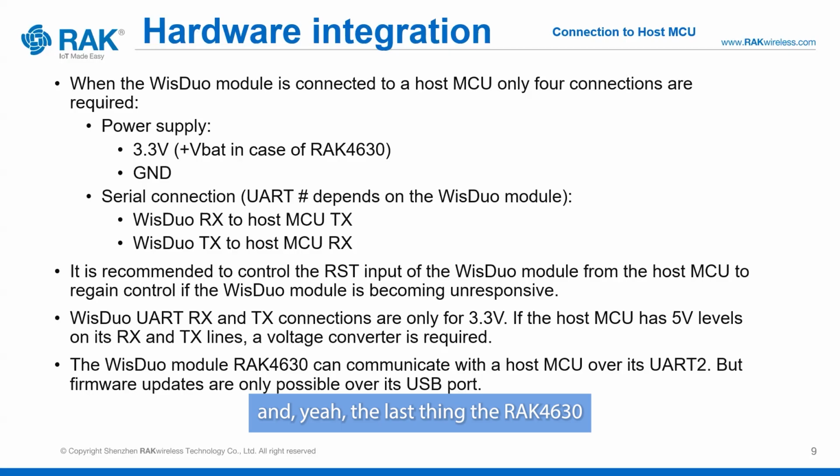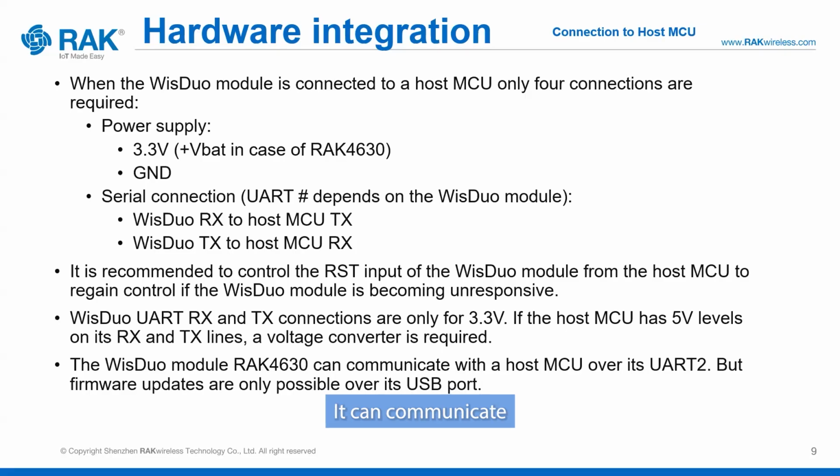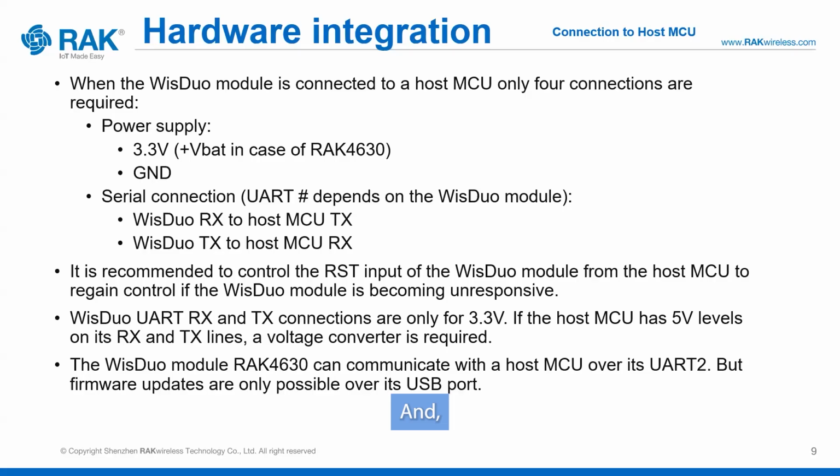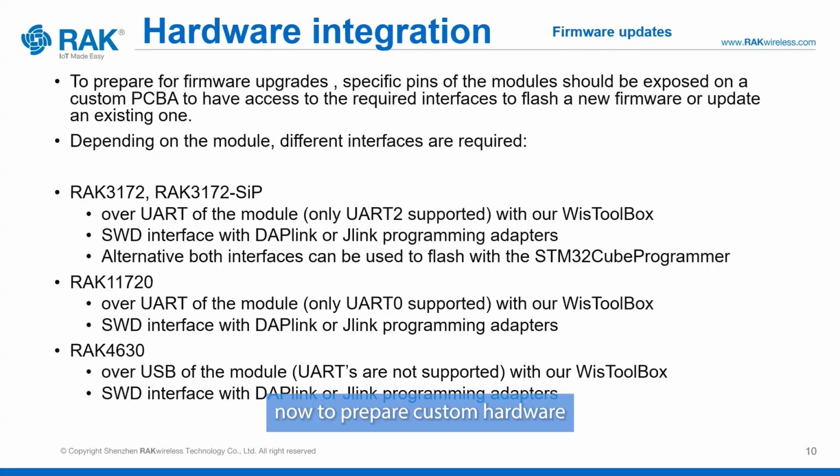And the last thing, the 4630, again, is a little bit different and special. It can communicate with a host microcontroller with AT commands over its UART2. However, firmware updates are only possible over the USB port, and that has to do with the internal structure of the microcontroller and the bootloader that is running on the module, which allows firmware updates only over the USB port. Now, to prepare custom hardware for firmware upgrades, whether it is standard AT command firmware or if it is a custom firmware, there are a few requirements.